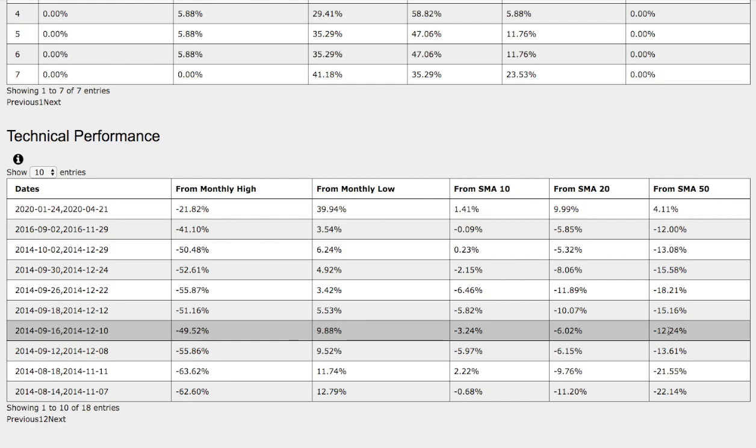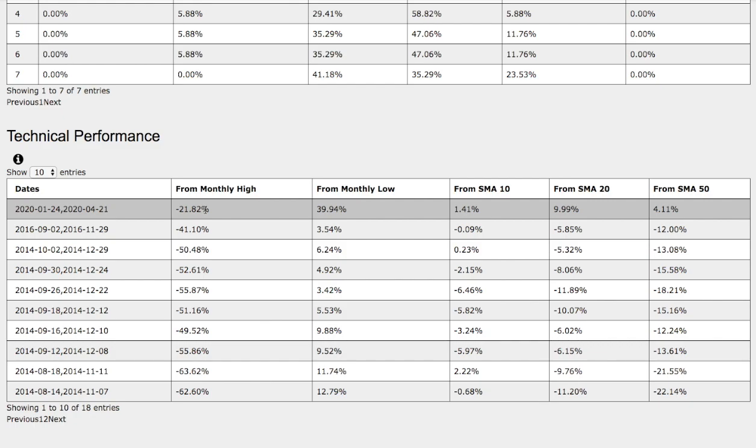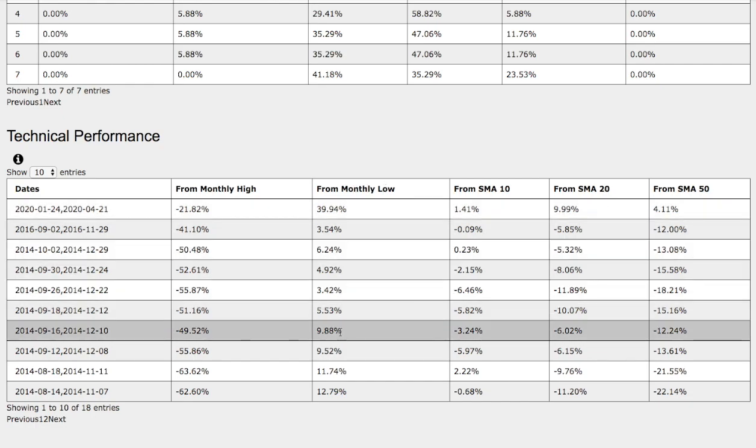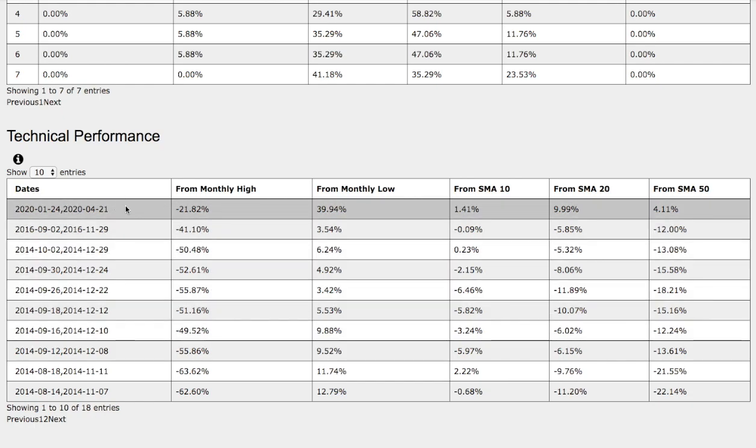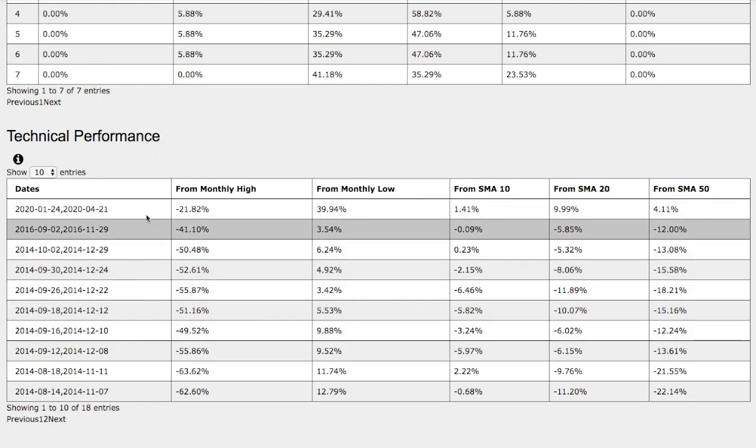We do see a technical difference in the 50-day moving average, 20-day moving average, as well as the 10-day moving average. And the monthly high is different. This was 50% from monthly high, and we're much closer to monthly high on the current trend. We are also much further away from the monthly low than it was back in September 2014 to December 2014. So there is a difference in the technical performance of both models.